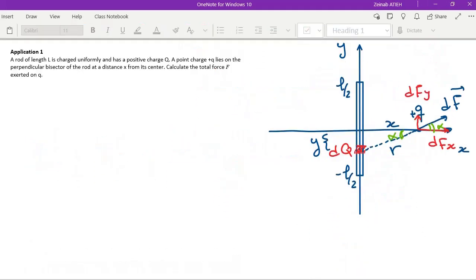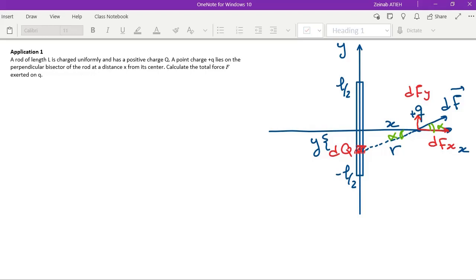So I will do application 1, which is found in the slides. Application 1 says a rod of length L is charged uniformly and has a positive charge Q. A point charge plus Q lies on the perpendicular bisector of the rod at a distance x from its center. This is the drawing I made last time. I've kept it, okay, so you can see what I'm talking about. Questions like this always come with a picture, with a figure. We can't give this kind of problem without a figure because we have to know how to solve. We need to know where the rod is, how it is positioned on the x-axis or y-axis. So we have to know how the rod is positioned and where is the particle.